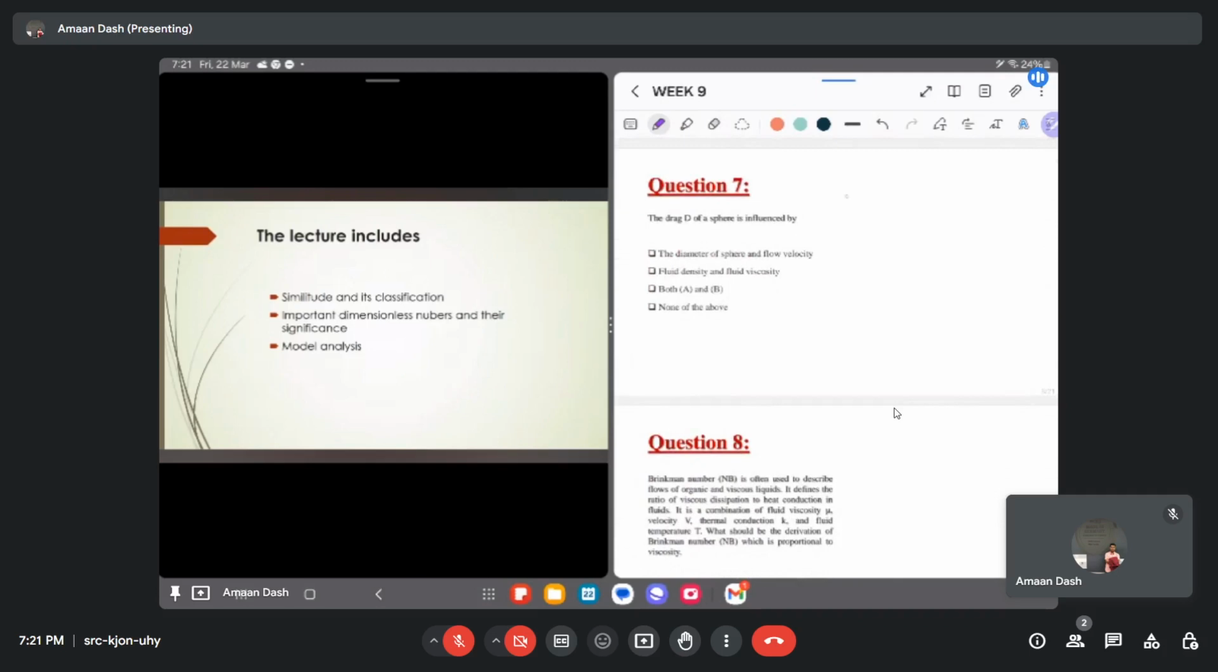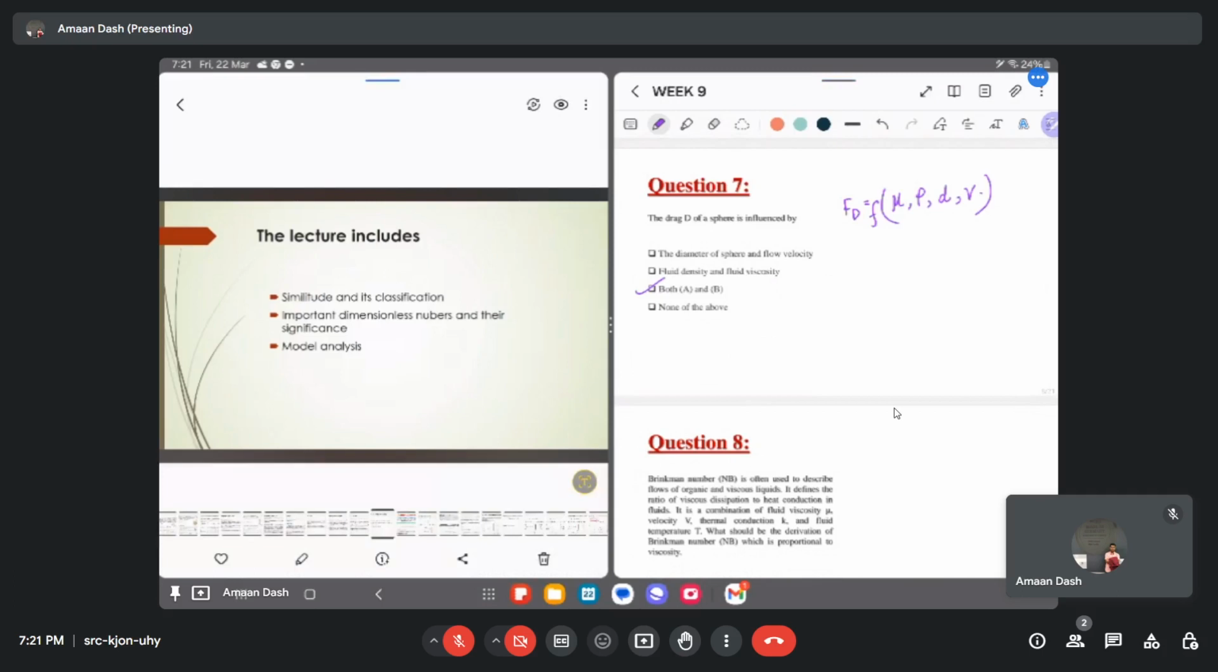Now, the drag of a sphere is influenced by what are all the parameters that we know? Fluid density, fluid viscosity, then we have diameter, flow velocity, all these parameters it is dependent upon. So both A and B, right?